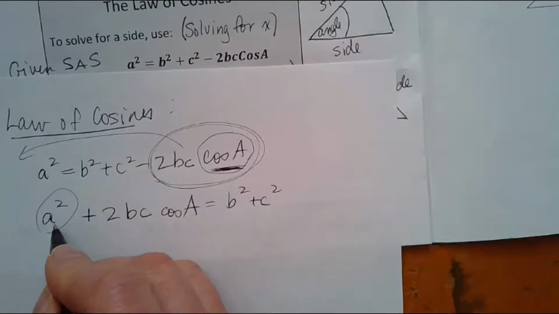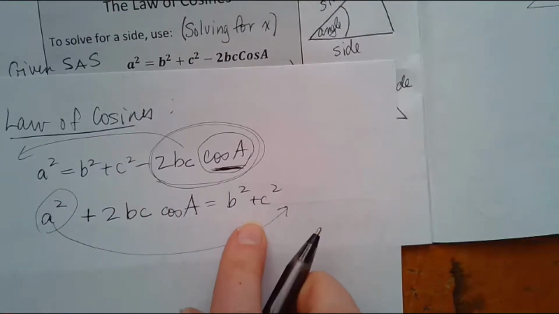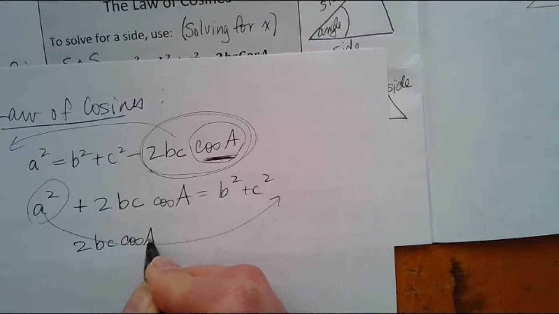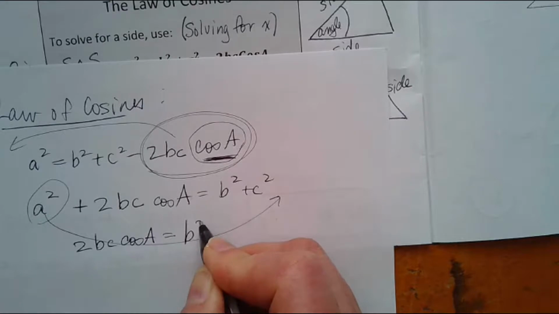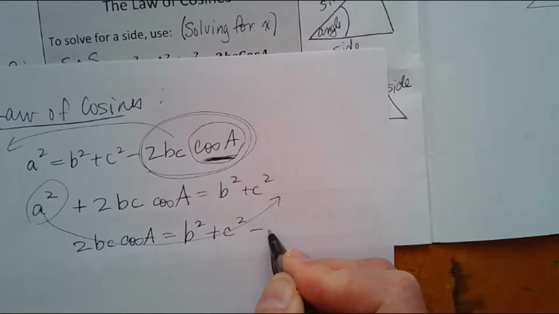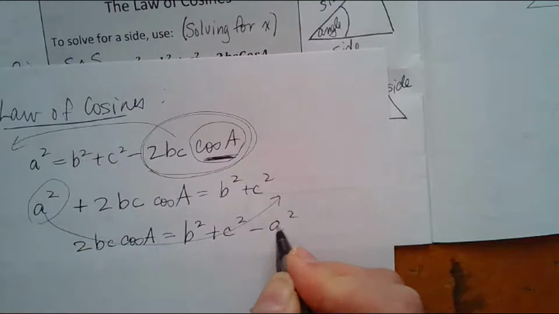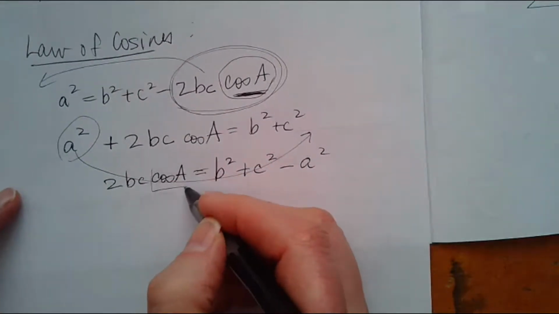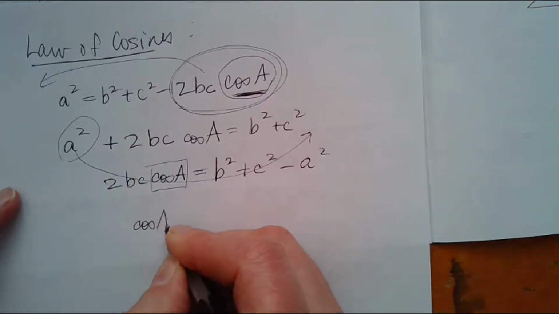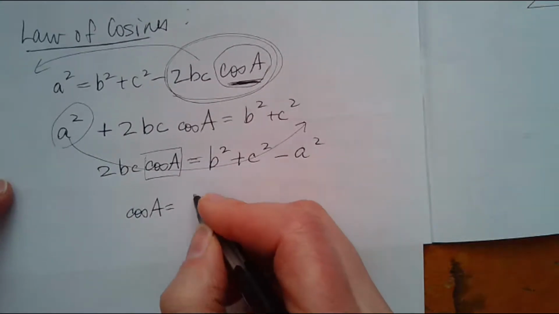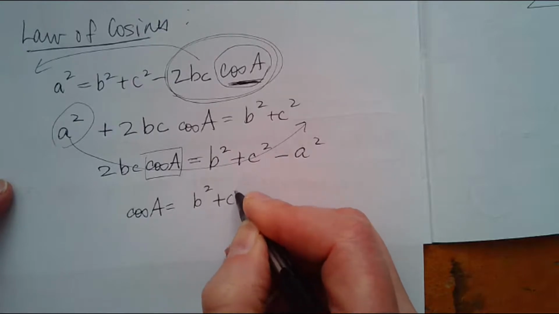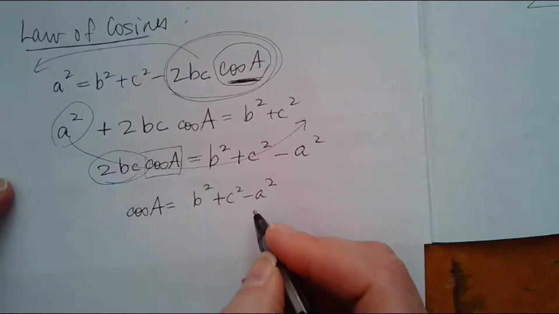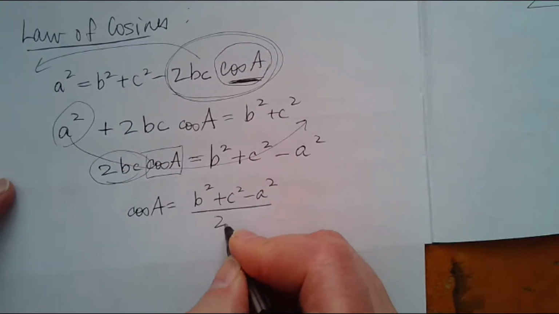And then they move the a squared over to be with the other two sides. So that left a positive 2bc cos of A on the left-hand side. And on the right-hand side, a b squared plus a c squared. When the a moved over, it becomes a minus a squared, okay? And then the last thing they did is they just wanted to isolate the cos of angle A. So the right-hand side stayed as b squared plus c squared minus a squared. And then we wanted to get rid of this, so it just gets divided out of both sides.